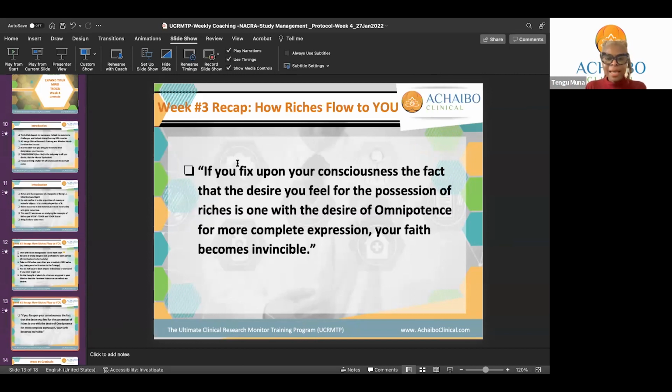So let's talk about the idea for today, and this is our quote from last week. If you fix upon your consciousness the fact that the desire you feel for the possession of riches is one with the desire of omnipotence for more complete expression, your faith becomes invincible. So it's something really simple. It's not that you're getting anything, it's just that you are completely expressing this divine energy.